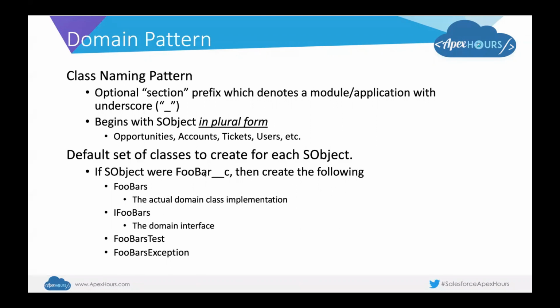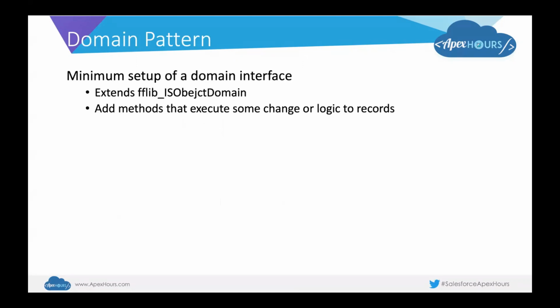Typically, if you're creating a set of domain classes for an SObject, then you're going to have four basic classes. Again, the domain class for foo-bars, the interface for the domain, and then the test, and maybe a domain exception. So when you look for a domain interface, all you're setting up basically is that you want the interface to extend the SObject domain interface, and then you want to add any methods that would execute some change or alter the logic of the record somehow.